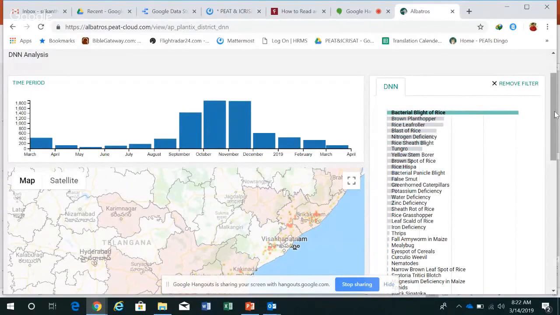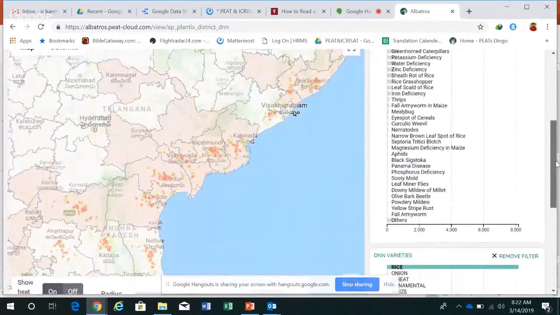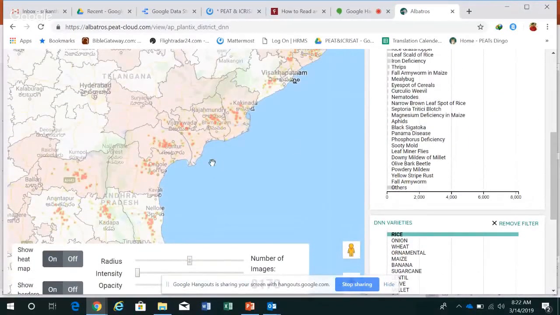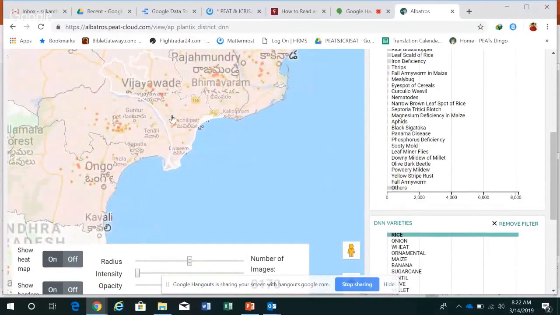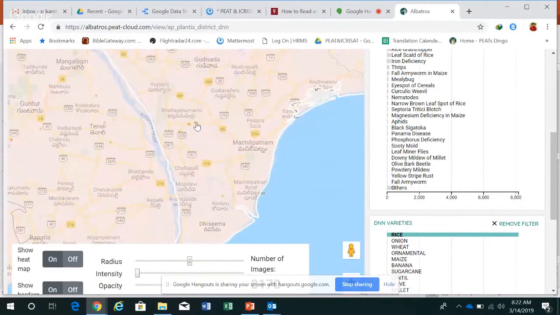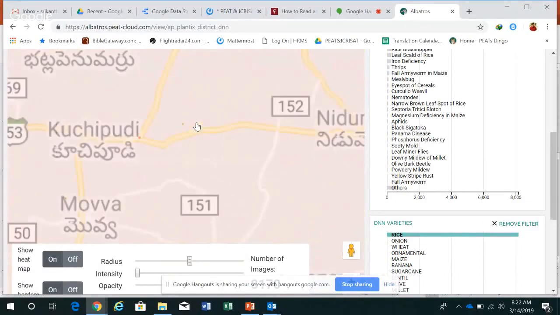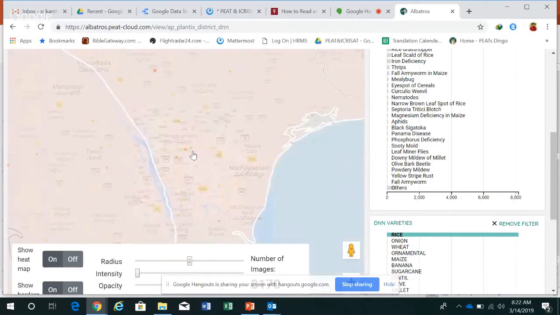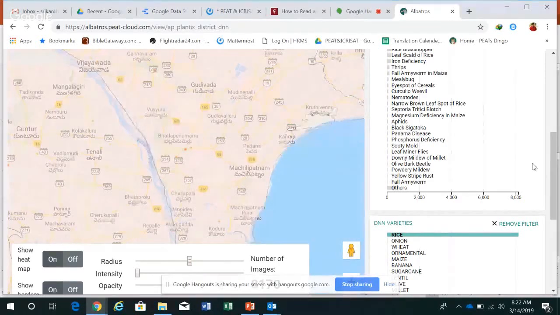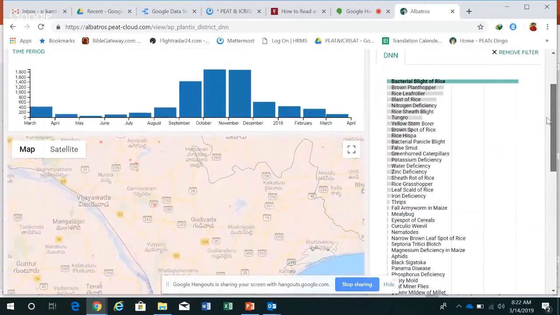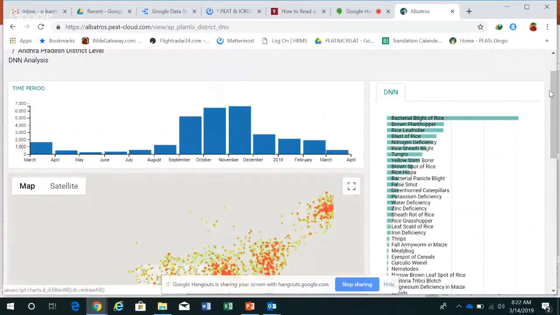So we get to know exactly the locations from where the images have come. And then we can drill down directly into the exact location, in fact the field in Google Maps, from where the user has sent the image. Because of the GPS location and the timestamp, this data can be very useful for modeling work when we combine it with weather data and soil data to predict pests and diseases in the future.